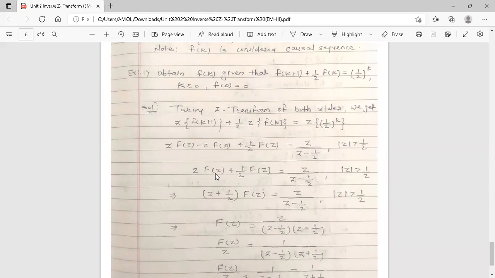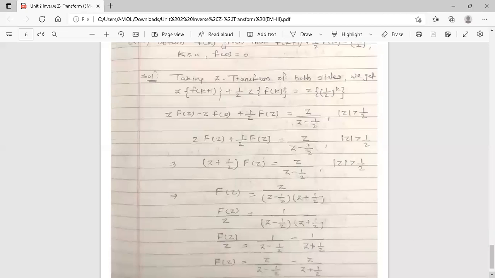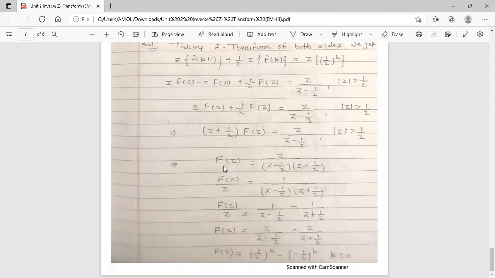Okay. So f of z is common on the LHS, so you take it common. The remaining term is z plus 1 by 2, into f of z, is equal to the RHS term z upon z minus half. Now you transfer this term z plus 1 by 2 to the RHS, so that you get the value of f of z. It is equal to z upon z minus half into z plus half.